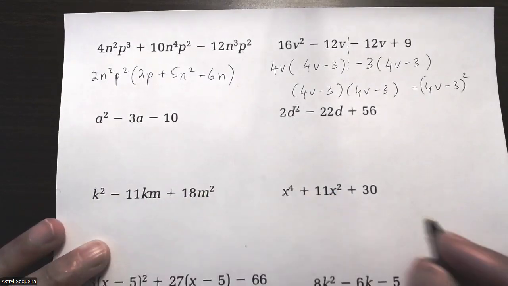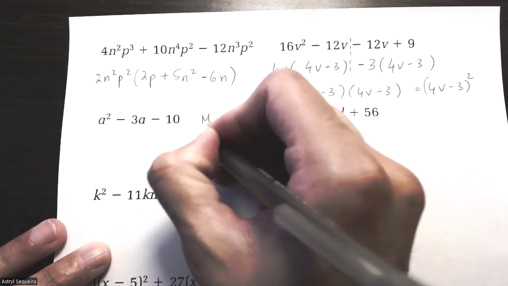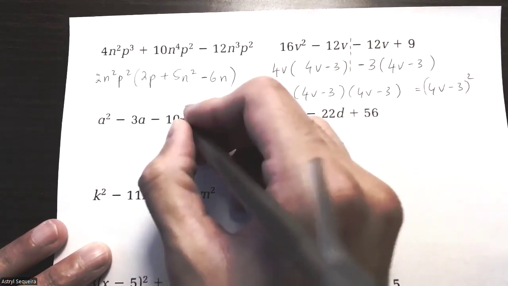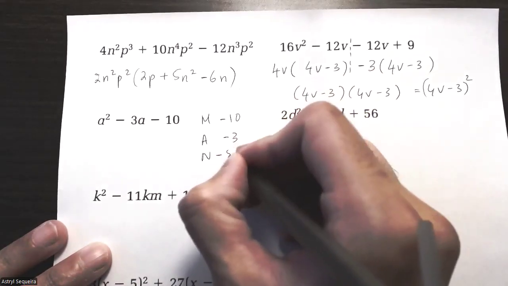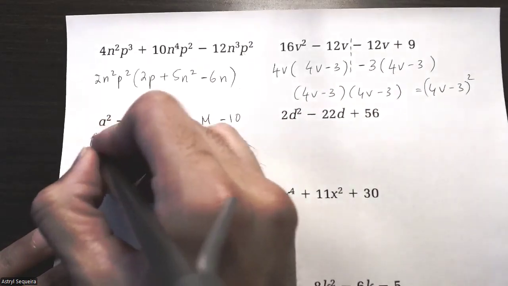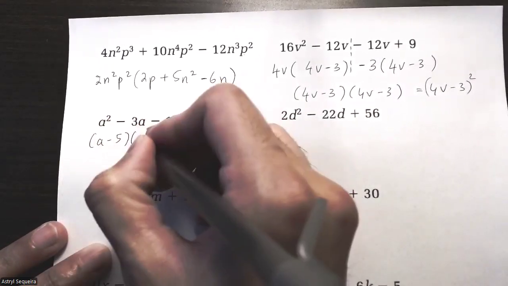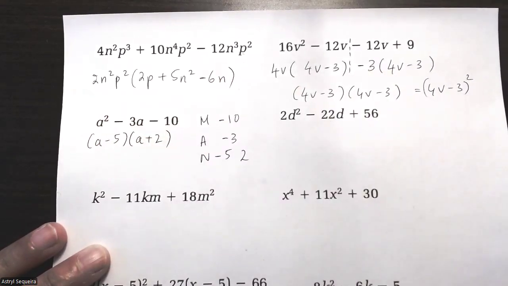Third example here, simple trinomial. I'm just doing my man method. So what multiplies to negative 10 and adds to negative 3? It's just negative 5 and 2. So I'm just left with a minus 5, a plus 2.